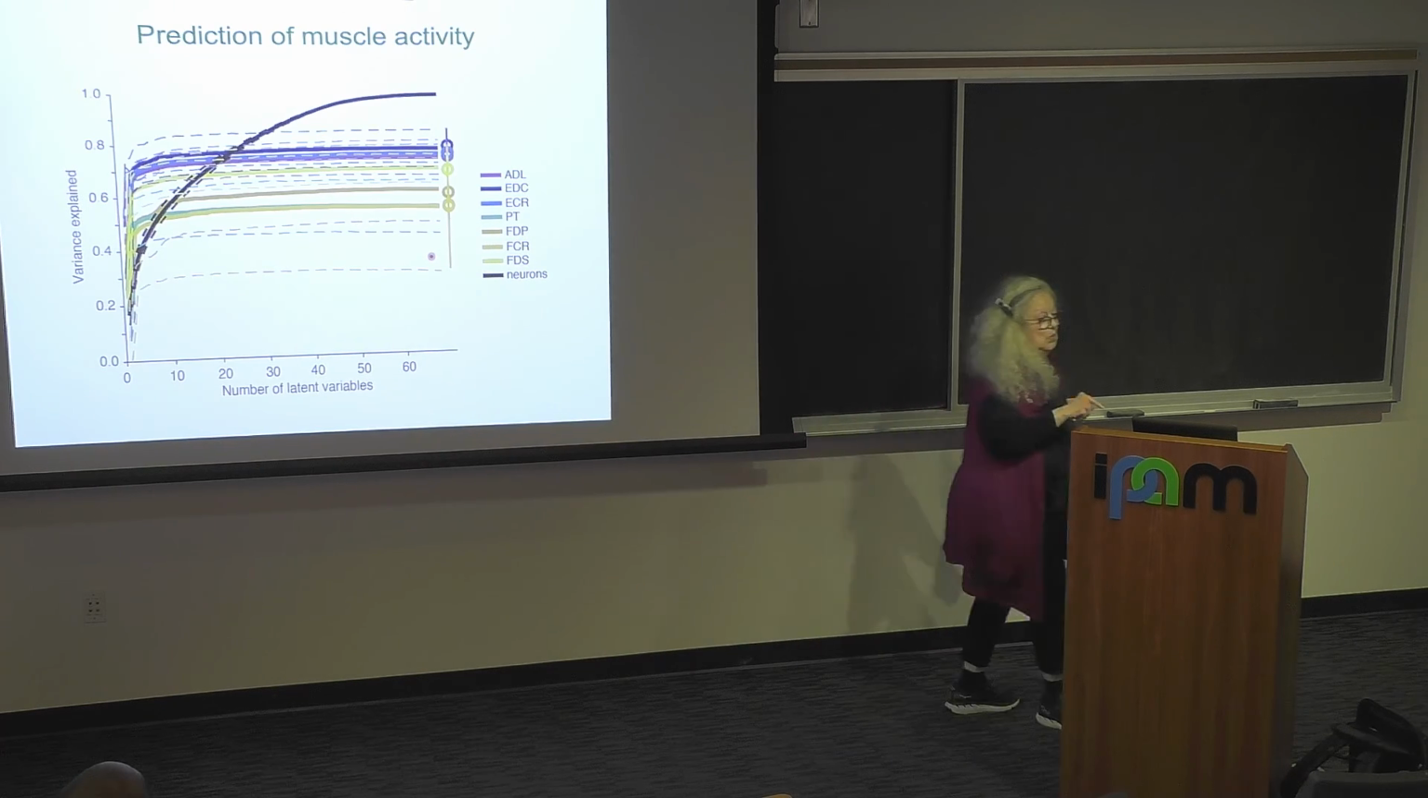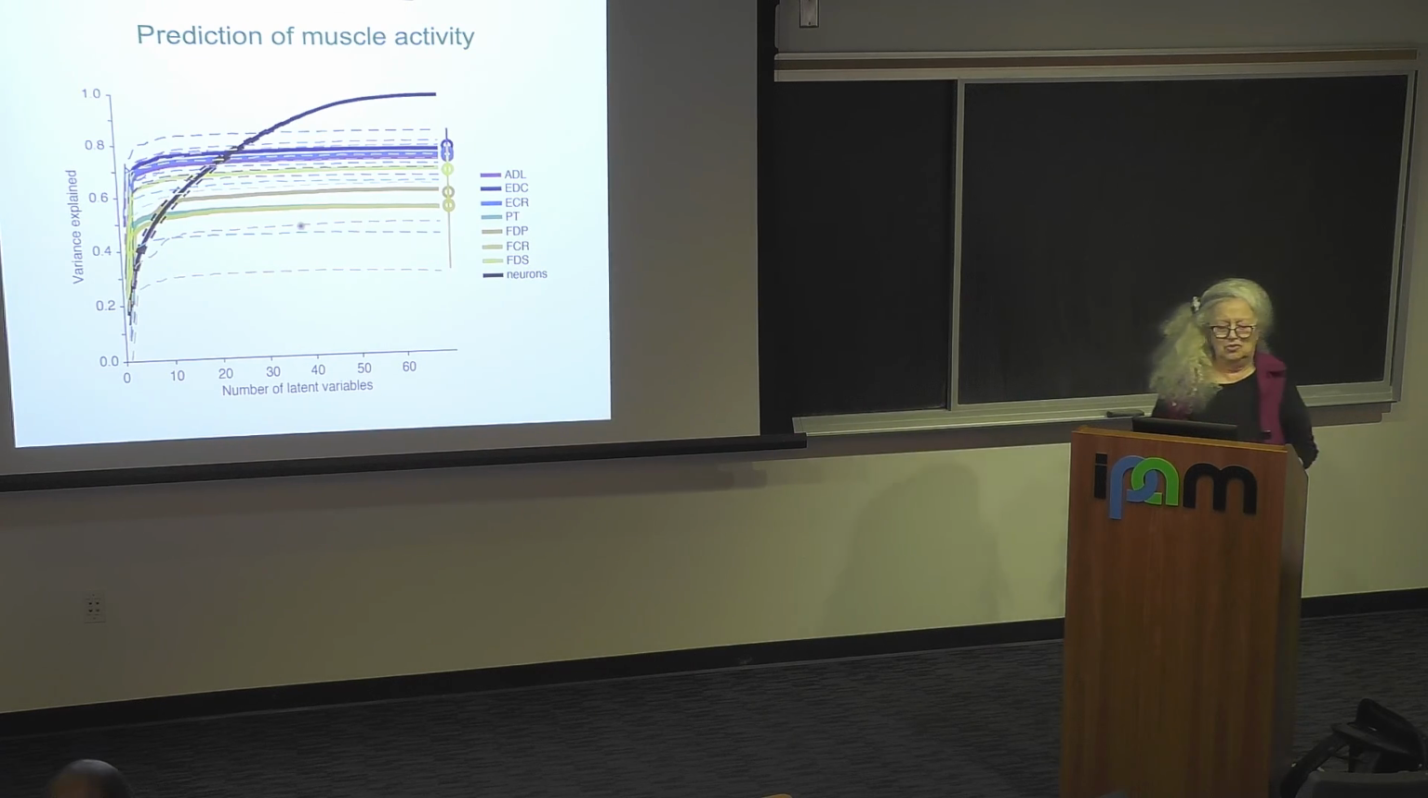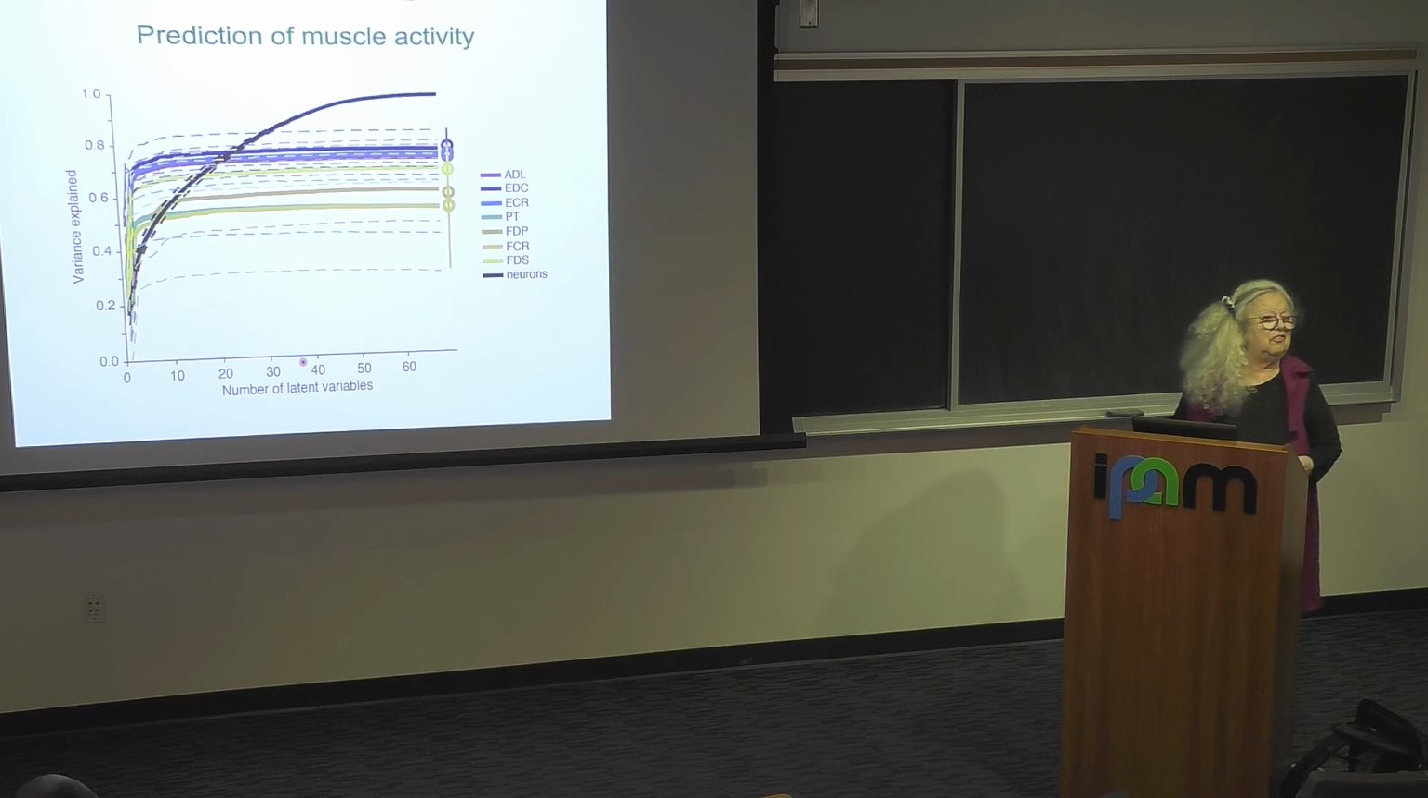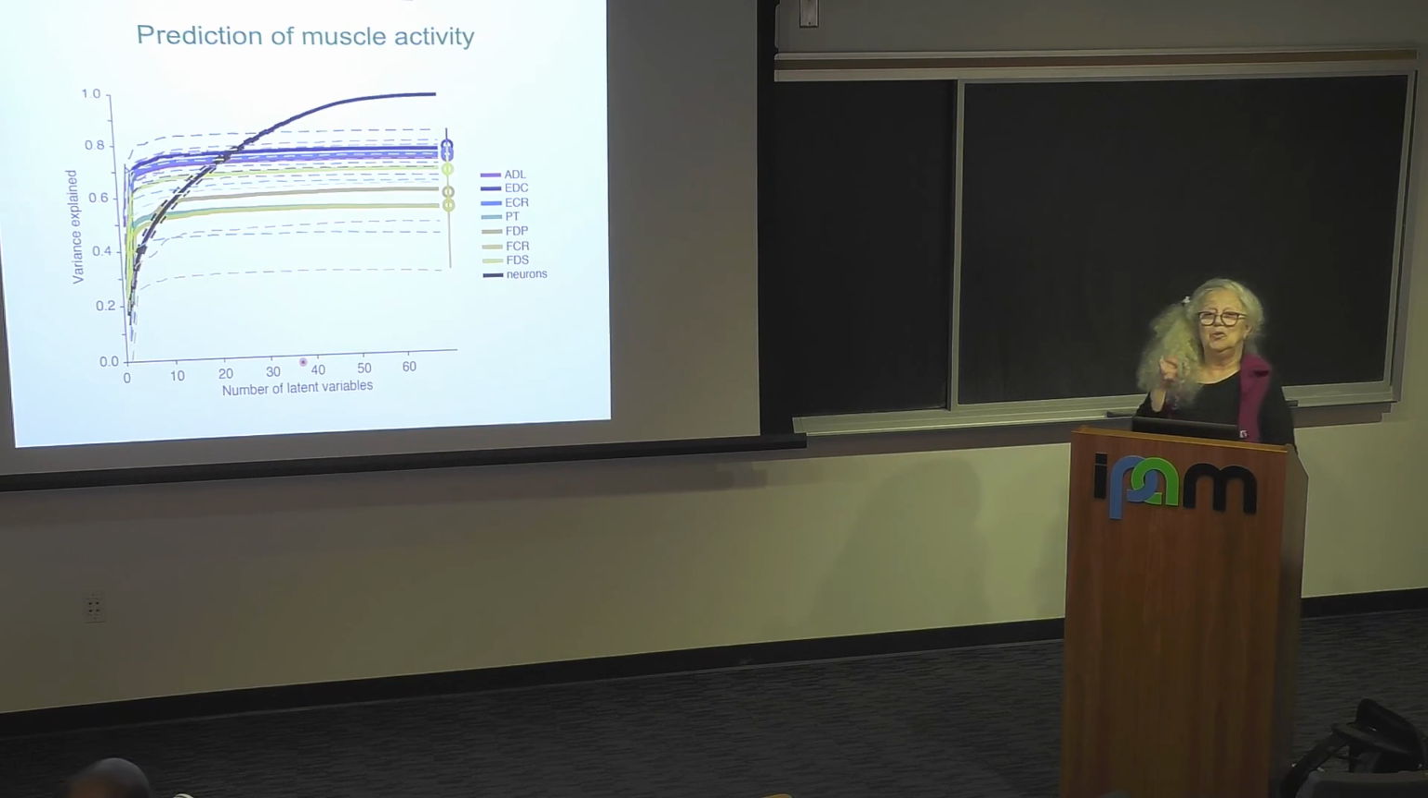So if I ask you, how many latent variables should you keep? Well, you say, if I want to account for 90% of the variance, I need like 35 neural modes or something like that. But now I'm going to construct a model that predicts muscle activity, which in our lab, in the lab of Lee Miller, is measured simultaneously with the neural recordings.